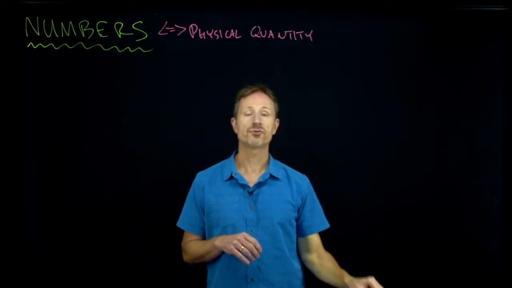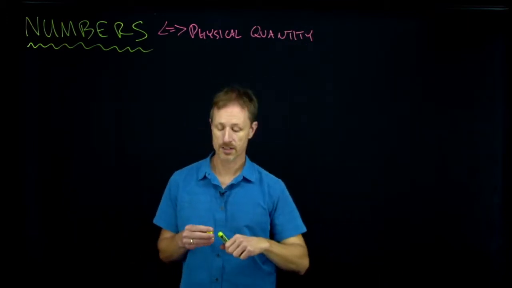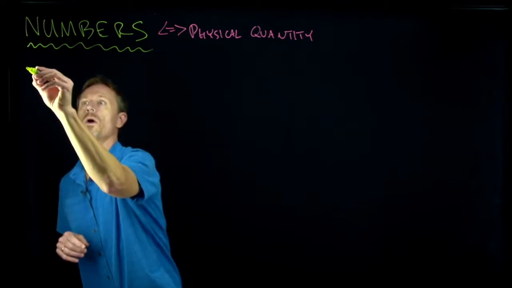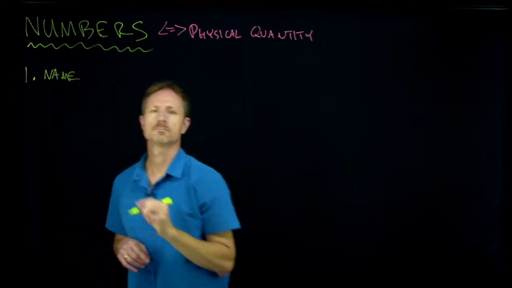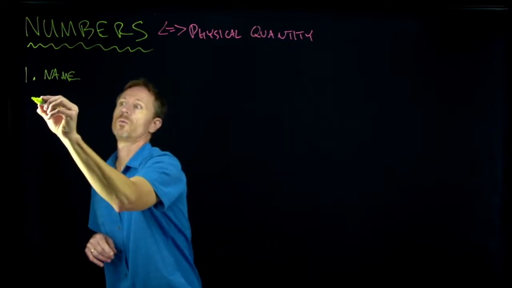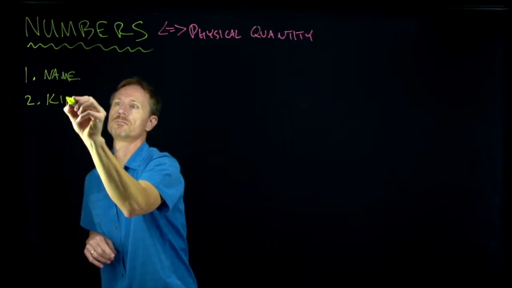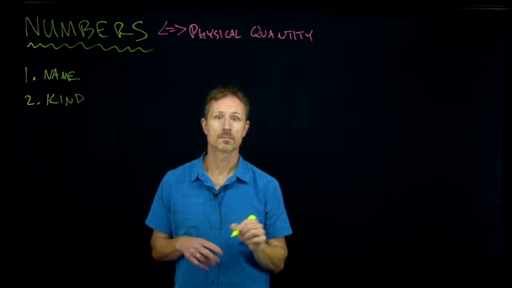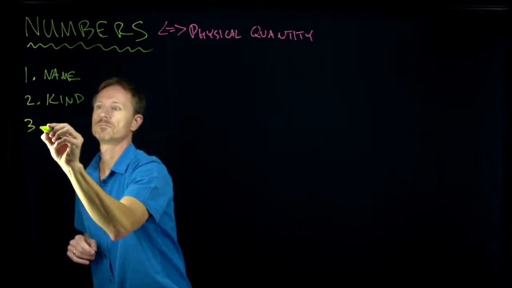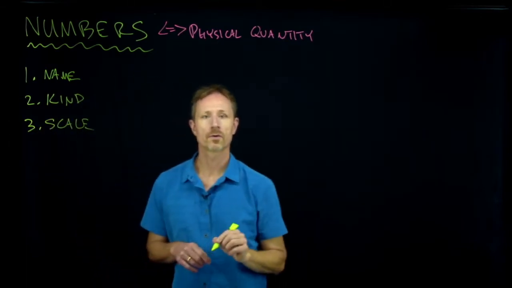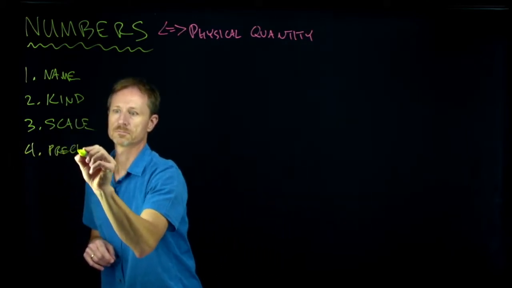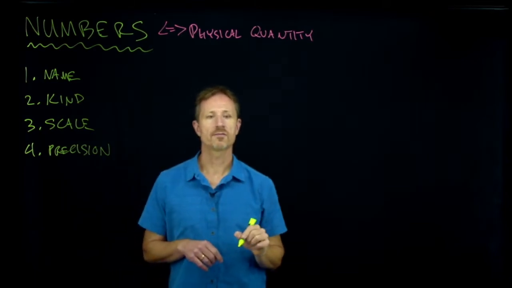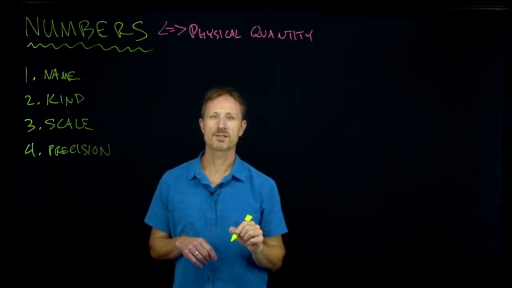Here are some questions you should ask yourself about any numerical quantity you encounter in physics. 1, what's it called? 2, what kind of quantity is it? 3, how big or small is it? 4, how precise is it? And 5, most importantly, what does it mean?